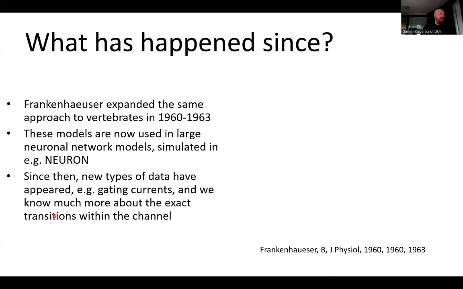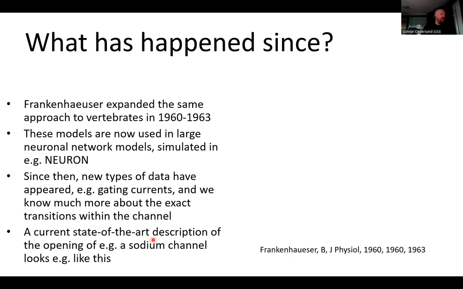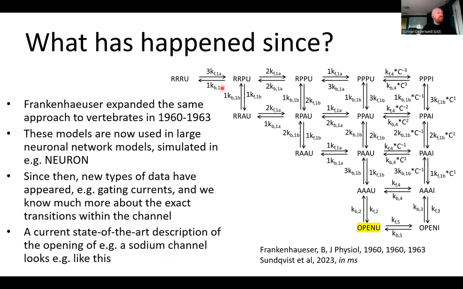So this is called gating currents, and this and many other things have allowed us to find out much more details about the exact transitions and properties within the ion channels. So nowadays, a current state-of-the-art description of the opening and closing of, for instance, a sodium channel looks maybe something like this. So here we have the different subunits, and here we see one transition for one of these subunits. Here from an R to P and so on, and here we have separate steps in the end for the actual opening of the channel, and then for the inactivation of them and so on. So we can nowadays characterize the paths that the channel goes through in different ways here. So we have this much more detailed understanding of the individual ion channels and their internal dynamics nowadays.